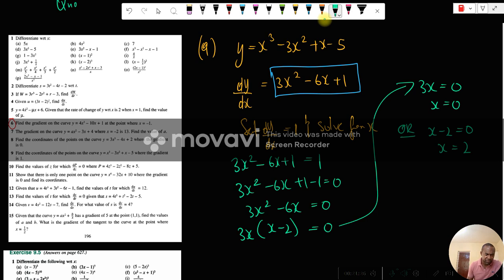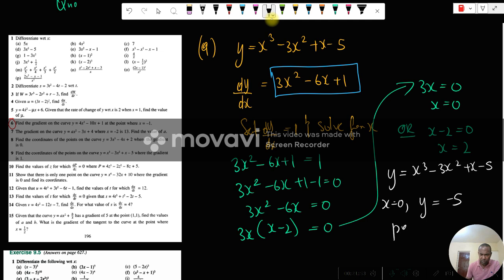They basically ask us to find the coordinates of the points on the curve. So since we found the x coordinates, we need to now go and find the y coordinates by substituting the values of x into the given equation of the curve. And so we have y equals x cubed minus 3x squared plus x minus 5. And so when x equals 0, y would be equal to minus 5. So that point, of course, is (0, minus 5).